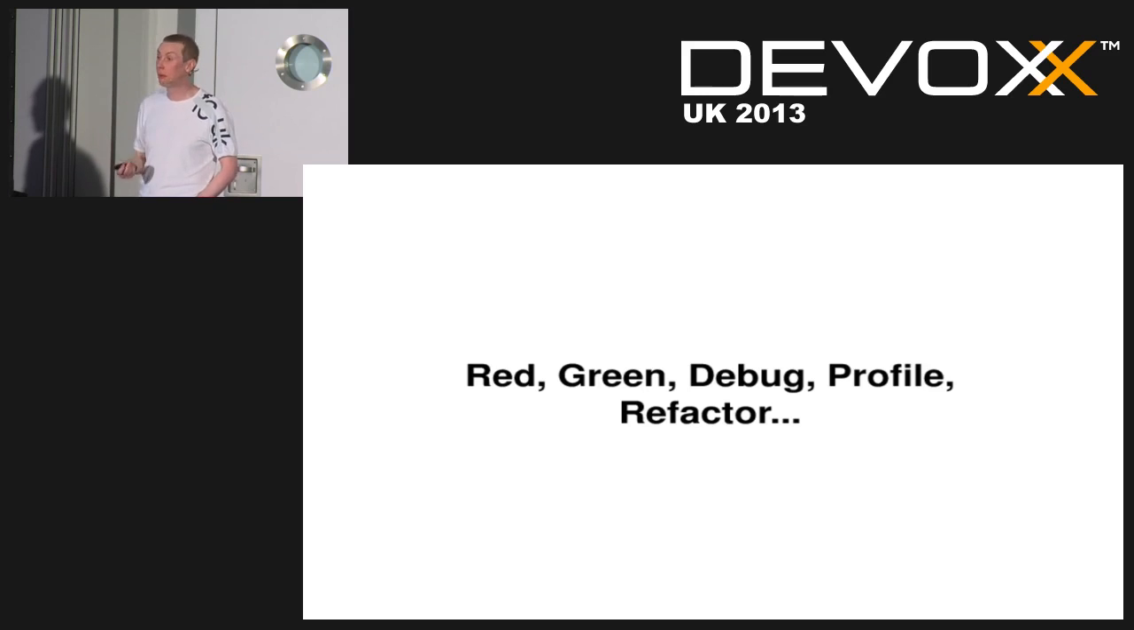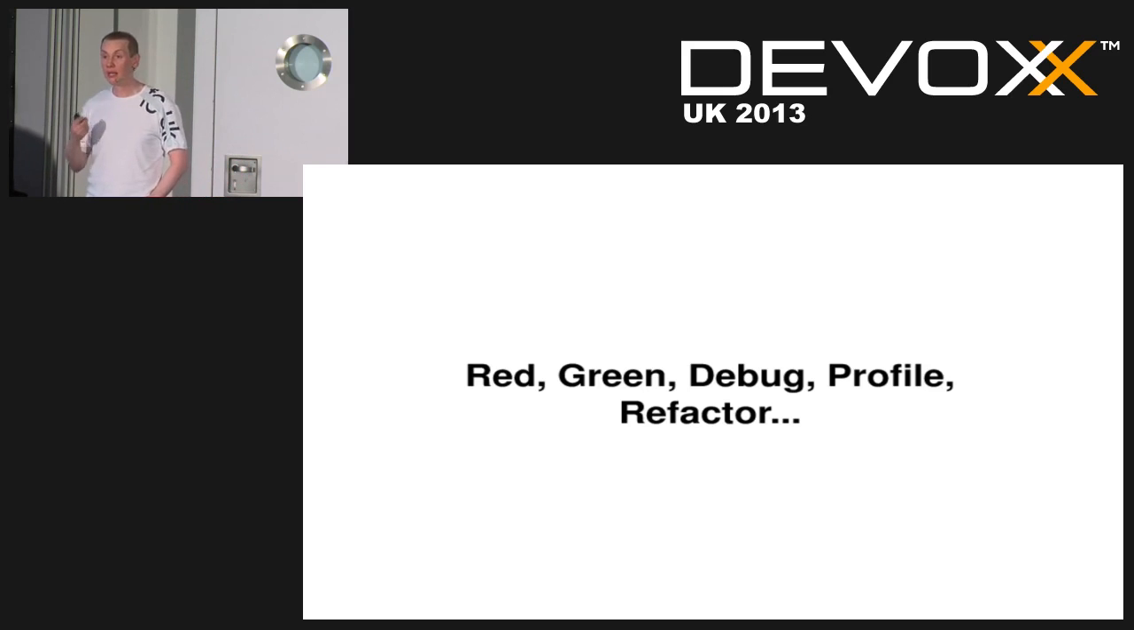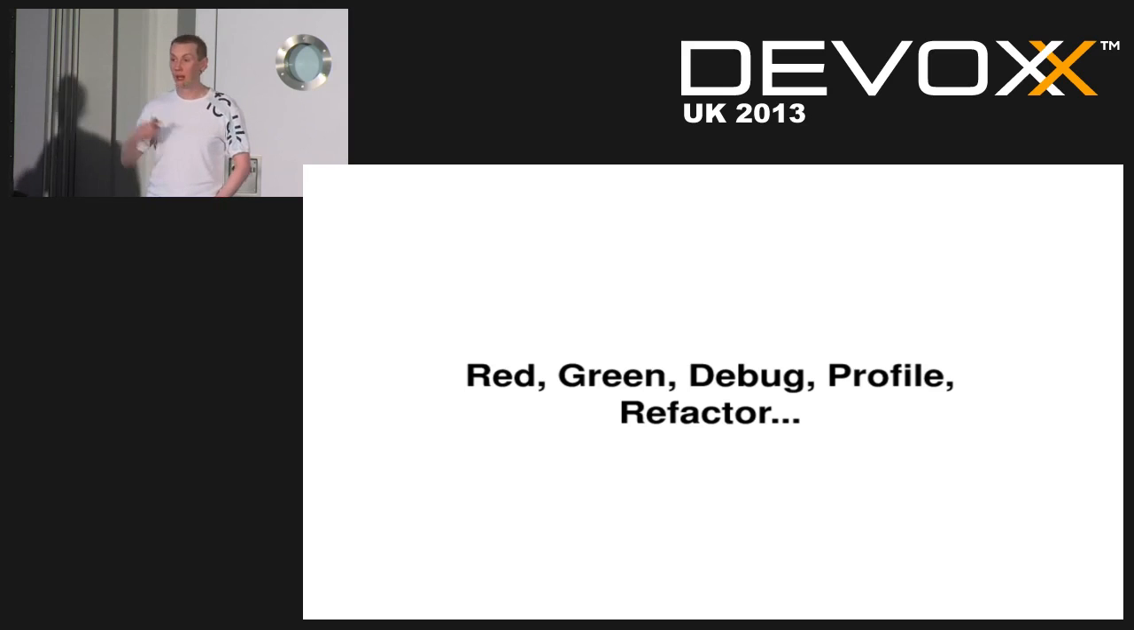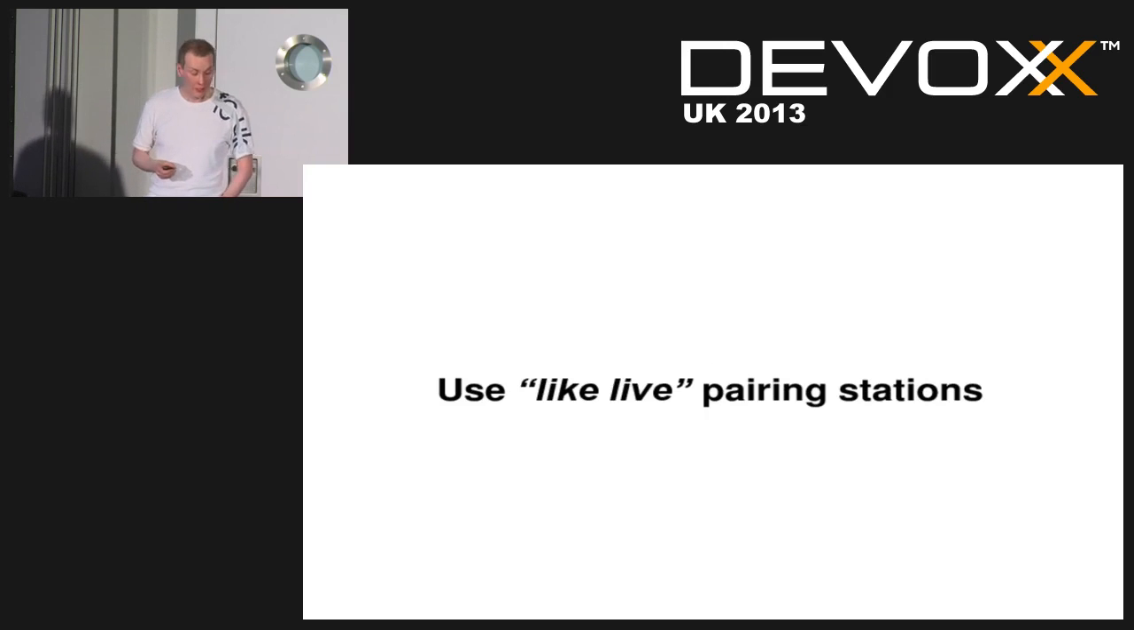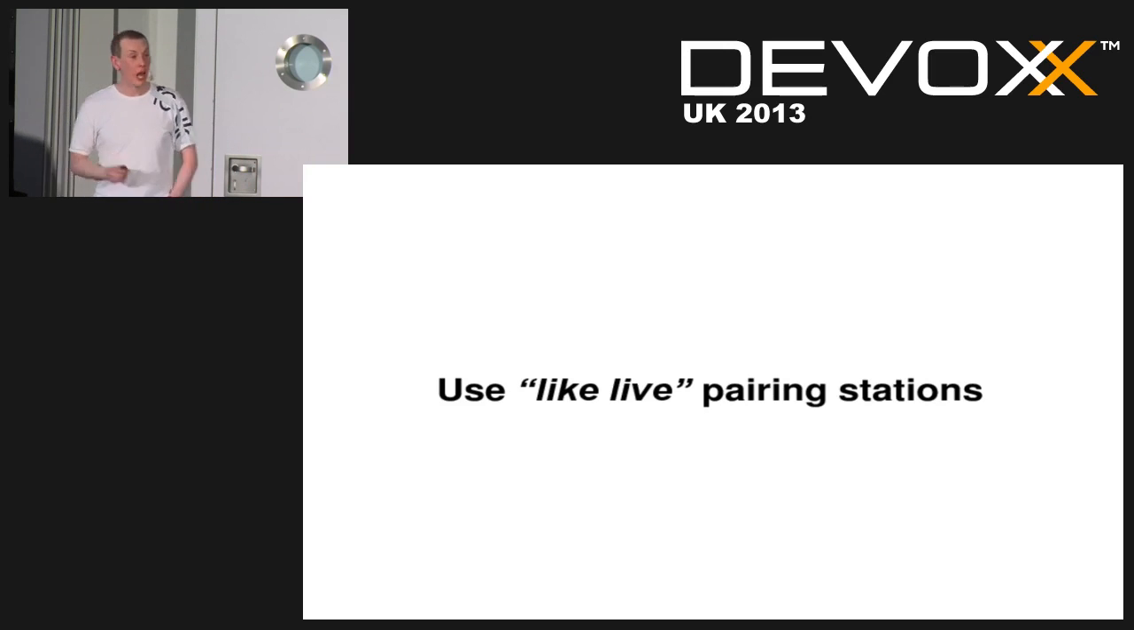Because of feedback cycles, we've learned from Agile that the tighter the feedback cycle, the easier it is to react to something. If we find stuff out much, much later, we don't know cause and effect. We can change this so quickly if we're doing this regularly, and then we can refactor and rechange. Like live pairing stations.